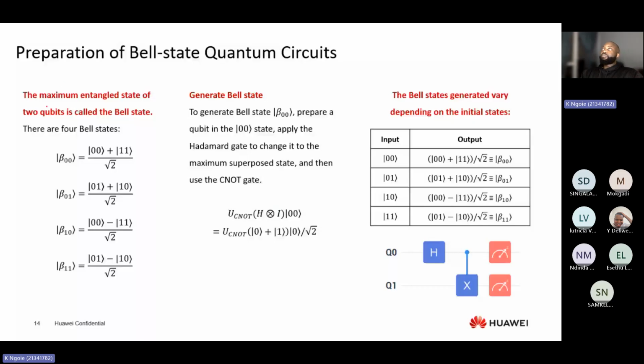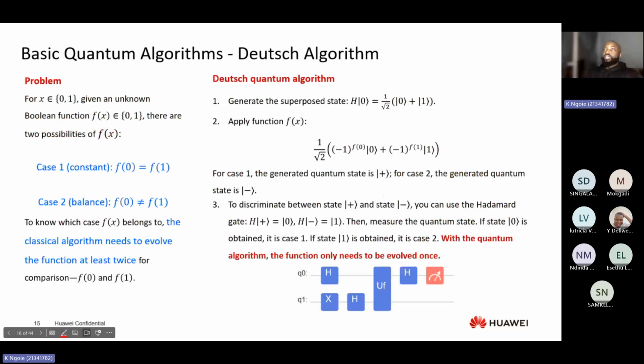So we need to note that the maximum entangled state of 2 qubits is called the Bell state. When we talk about a Bell state, you must understand we're talking about putting together 2 qubits which are in a state of entanglement. That means they're in a state where you cannot differentiate between one and the other one. Okay, so that is the Bell state.